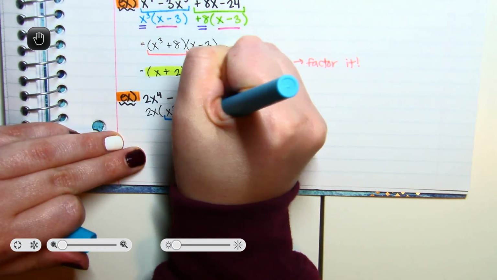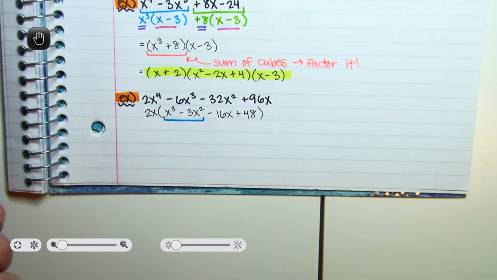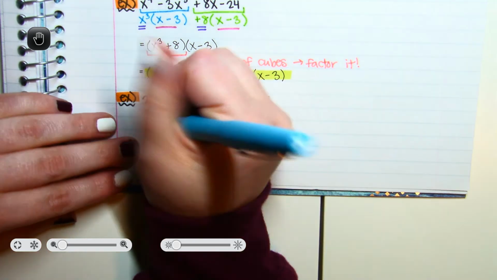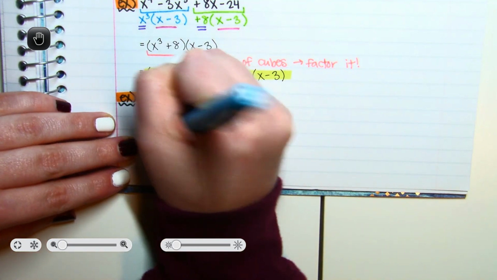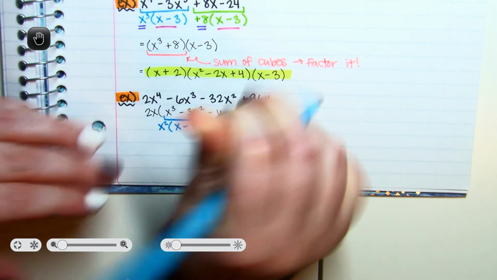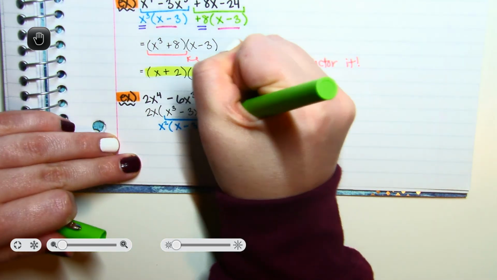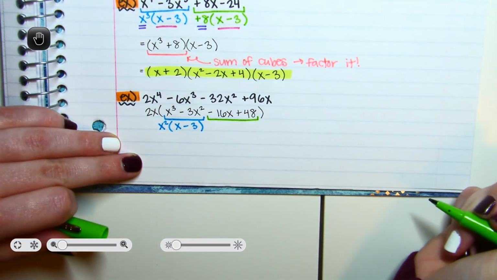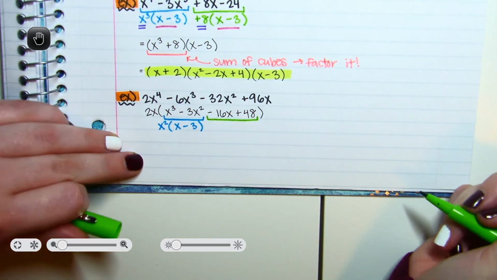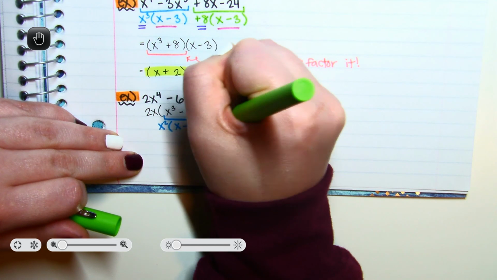And we're looking at what's inside here. So my first two terms, what's my GCF? We should have said x squared. And then I'm left with x minus 3. And then my last two terms, what's my GCF? You should have said negative 16.